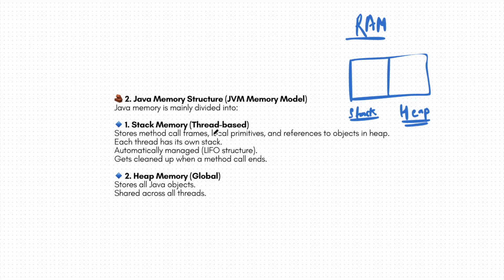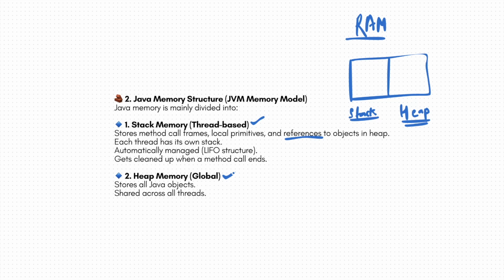What is stack memory? It basically stores all the methods, all the local variables, and all the references to the objects. Okay, all right. And very important, which you need to know, is that it is a thread based memory, and heap memory is a global memory. Don't worry if you don't understand what is meant by thread based memory or what is meant by global memory.